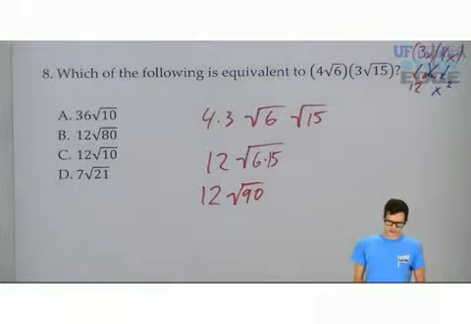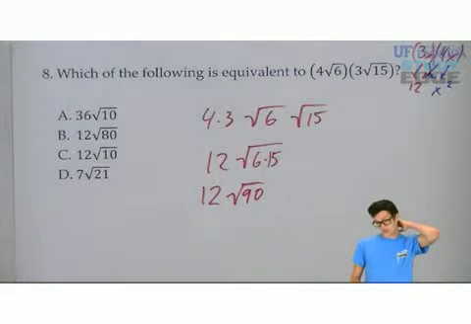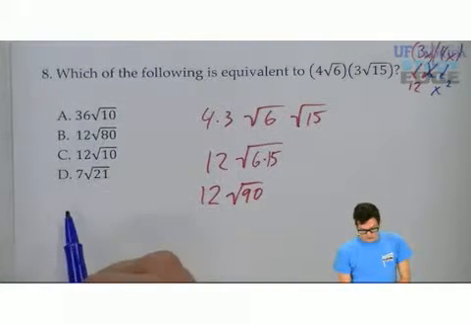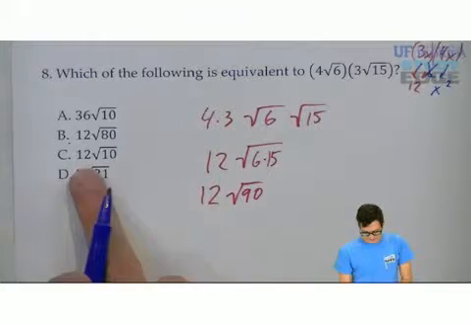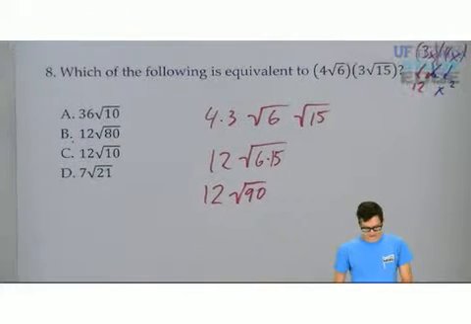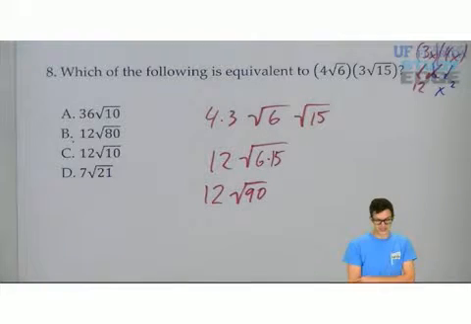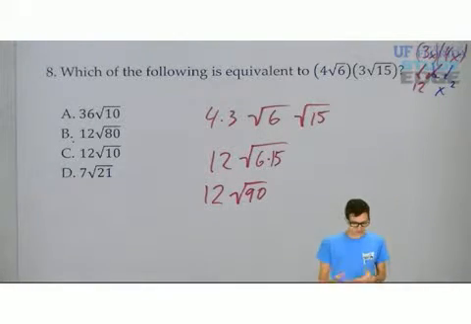Now I can look at my answer choices. I don't see 12 square root of 90. Uh-oh. What do I see? I see 12 square root of 80. Well, that can't be it. It can't be 12 square root of 10 either. And there's no way for it to get small enough to be D. So you could actually take a guess here that it's A. But let's go ahead and show why it is A.